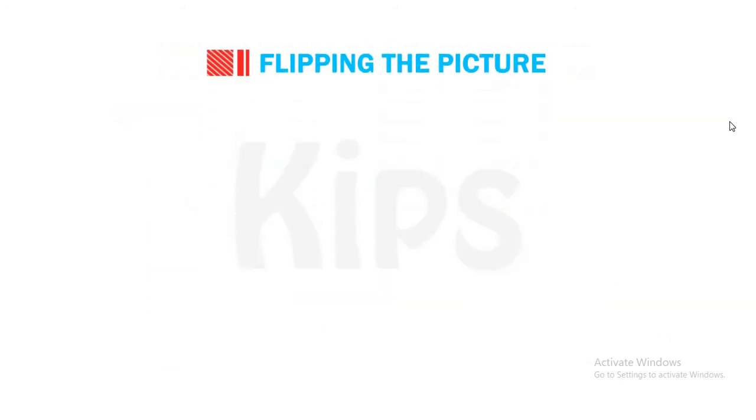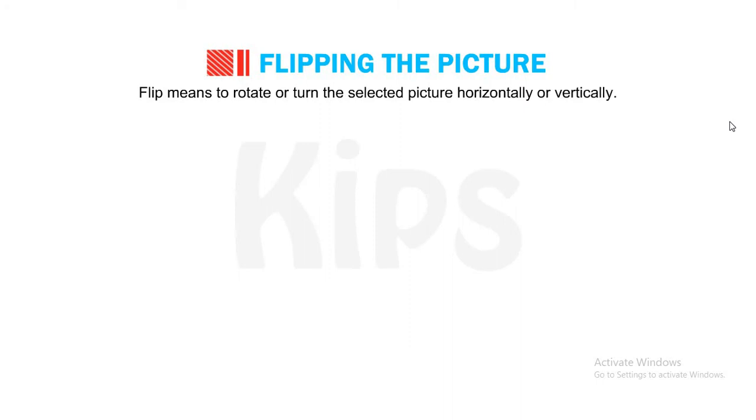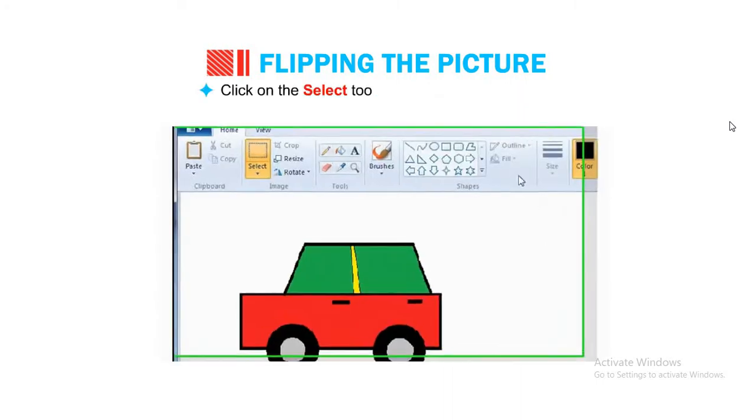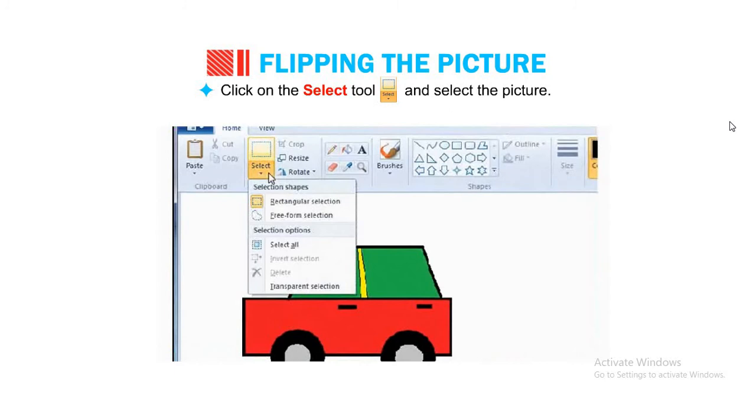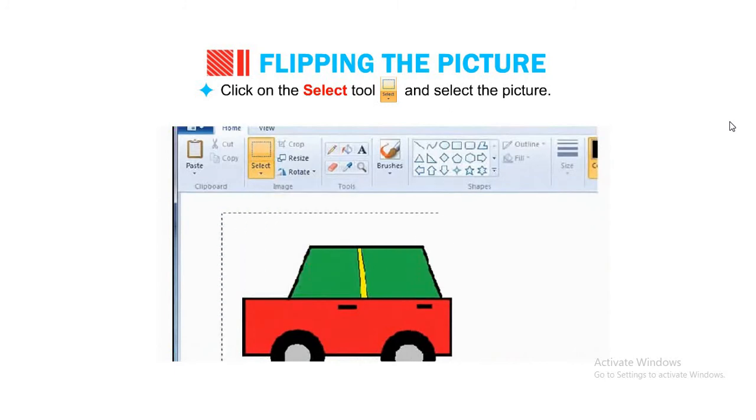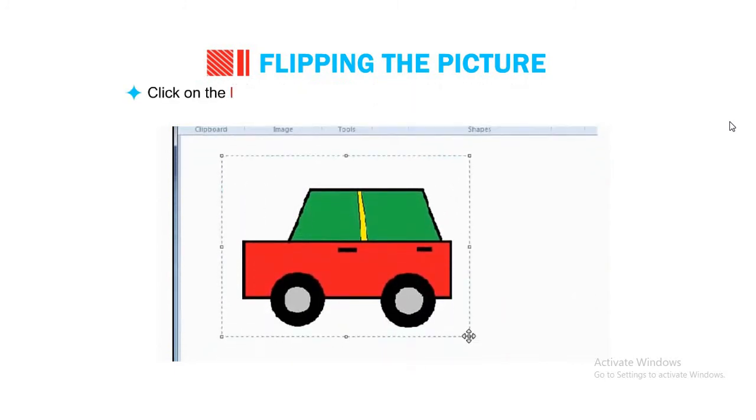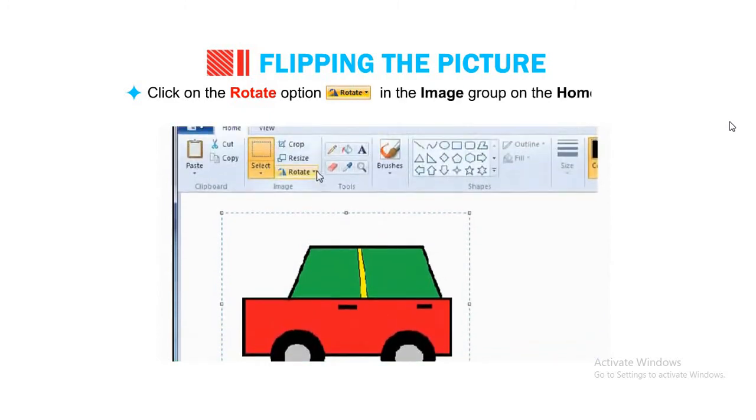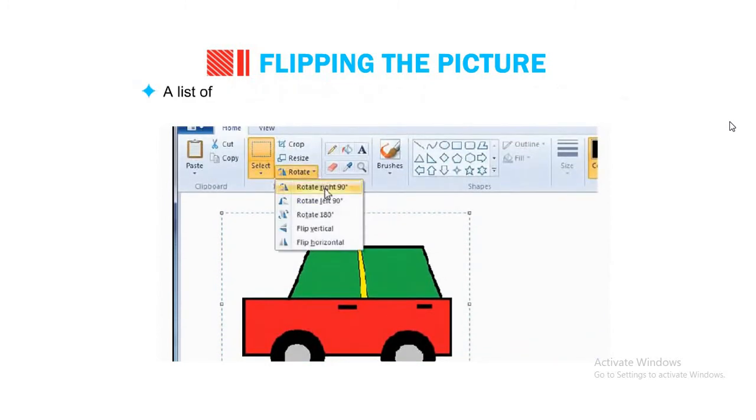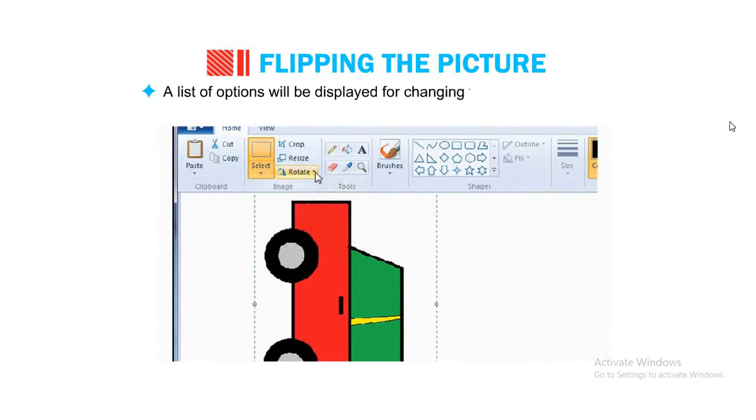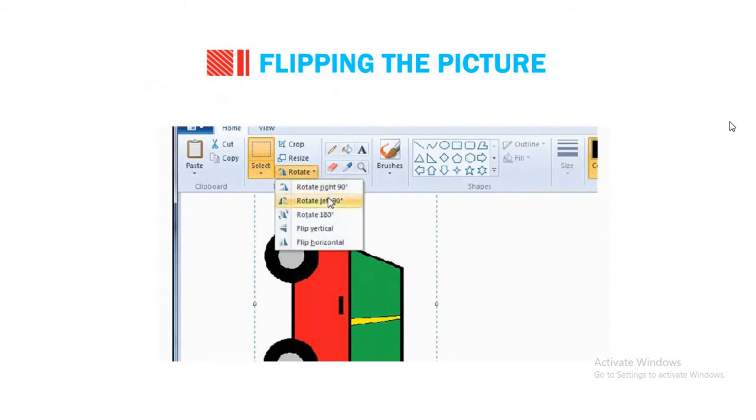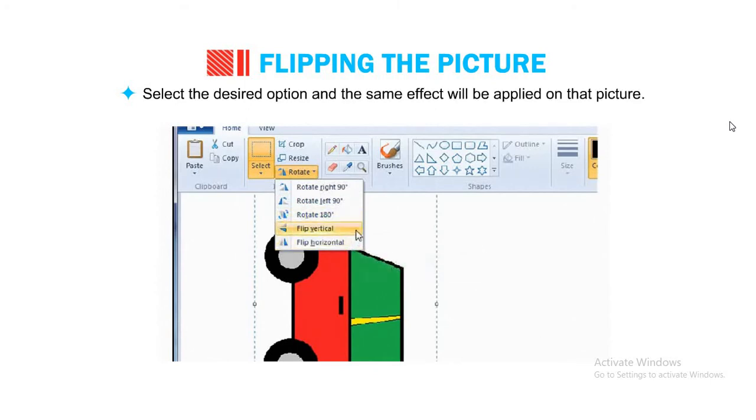Students, now we shall understand how to flip the picture. Flip means to rotate or turn the selected picture horizontally or vertically. Click on the Select tool and select the picture. Click on the Rotate option in the Image group on the Home tab. A list of options will be displayed for changing the rotation or flipping. Select the desired option and the same effect will be applied on that picture.